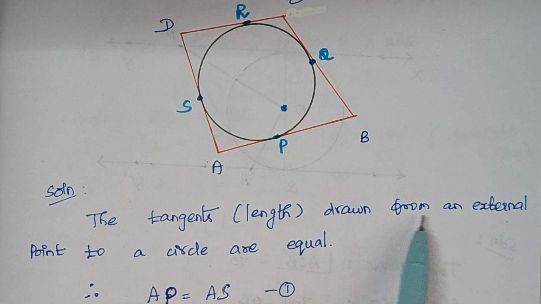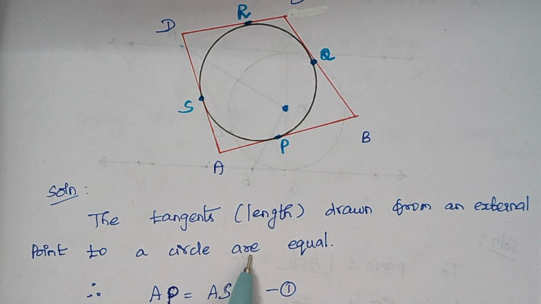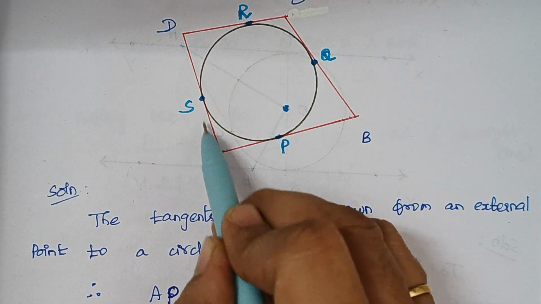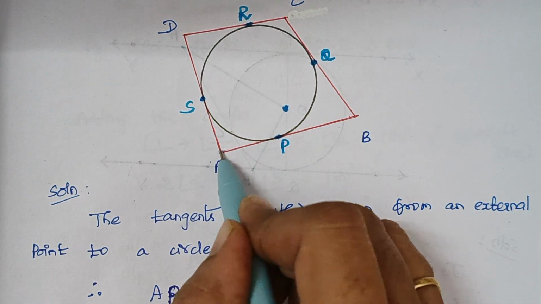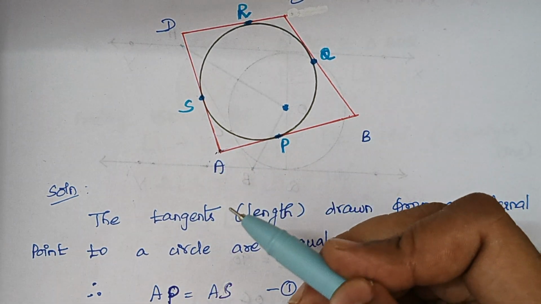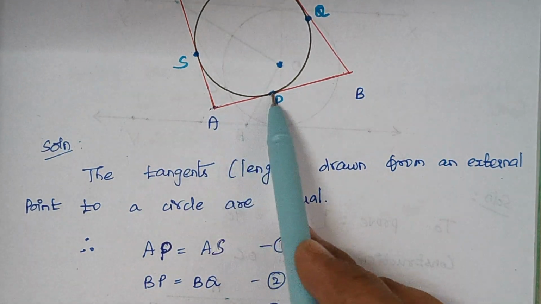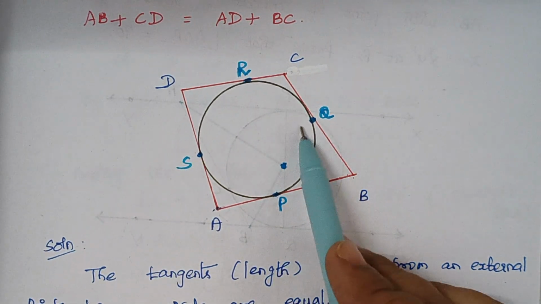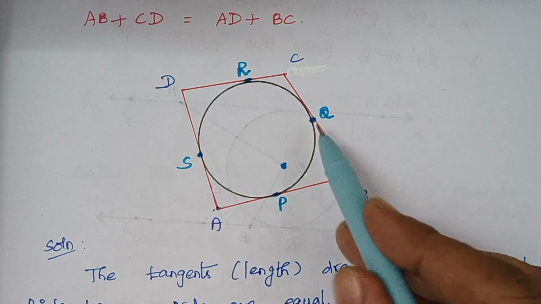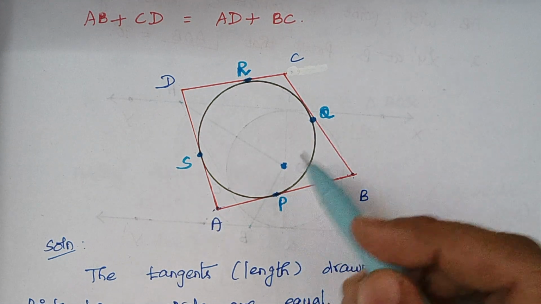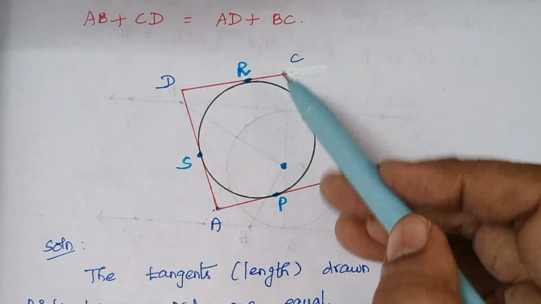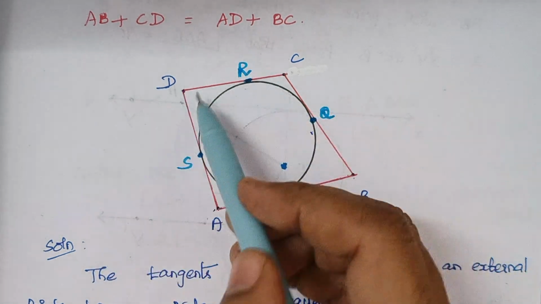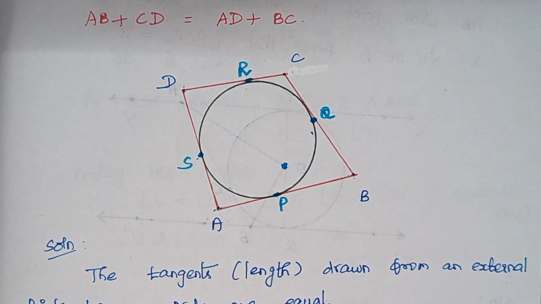the tangents drawn from the external point to a circle are equal, right? So here you see AP is a tangent. Similarly, AS is a tangent and A is some other point. Okay, it is an external point, obviously. So we can write AP is equal to AS, right? Similarly, BP is equal to BQ, because B is an external point and BQ and BP are the tangents. And C is an external point and CR and CQ are the tangents. And here D is the external point where DR and DS are the tangents.